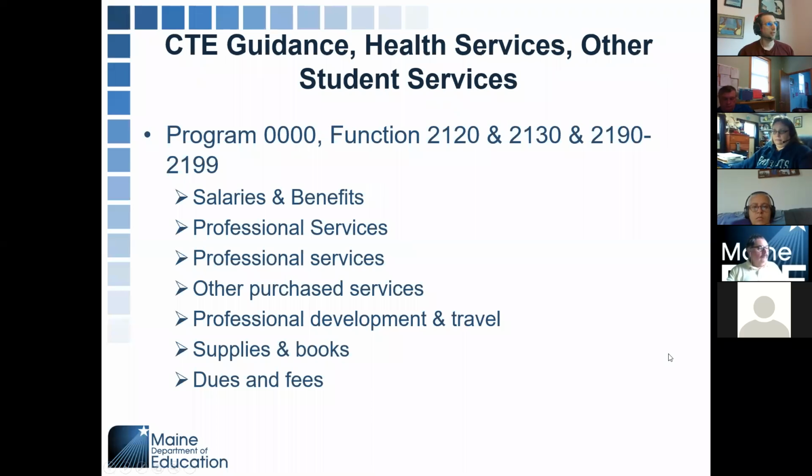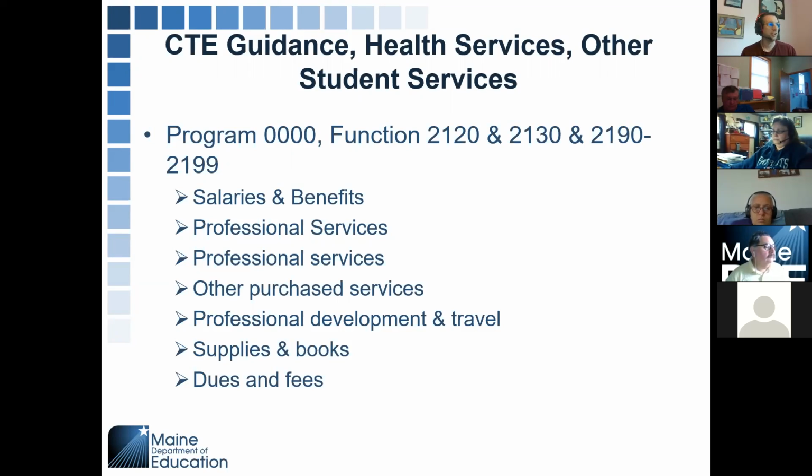And then of course, we have CTE guidance, health services, and other student services. So program 0000, because these are within the handbook, are considered overhead. And then function 2120, which is for your guidance, 2130 for health services, and then the 2190 to 99 is your other student services.